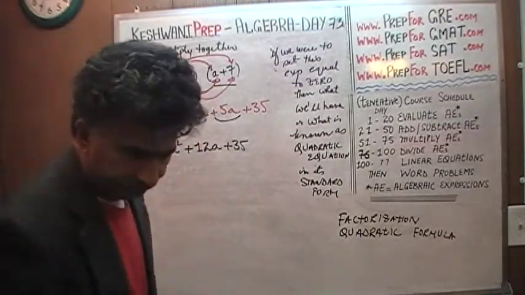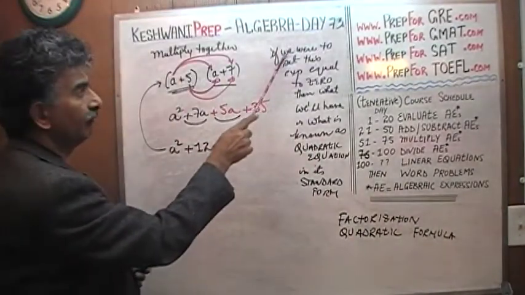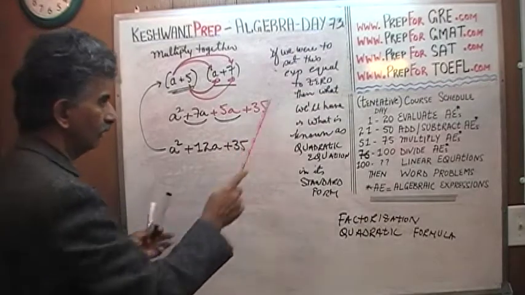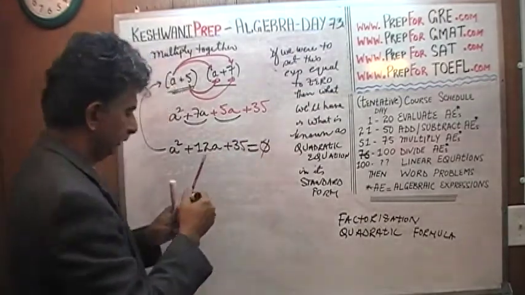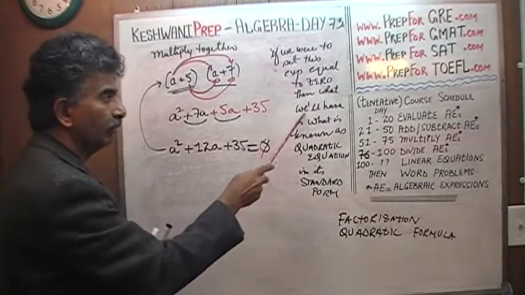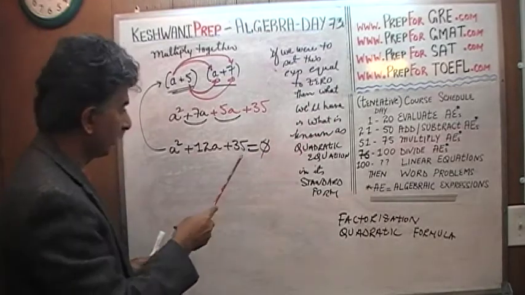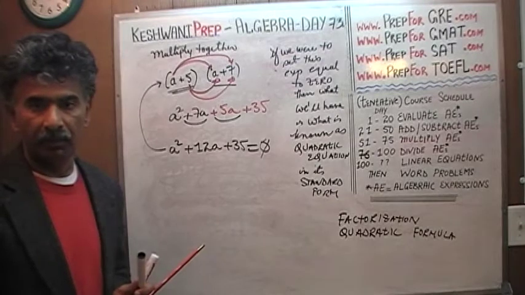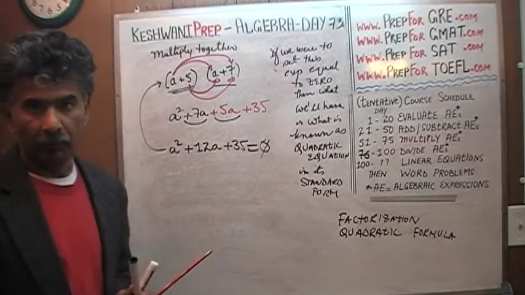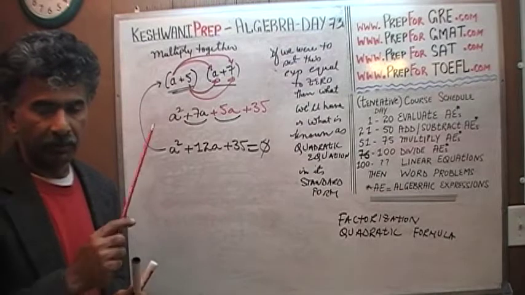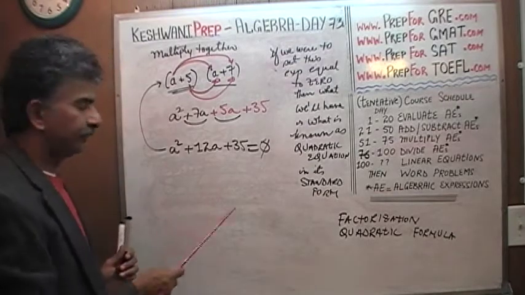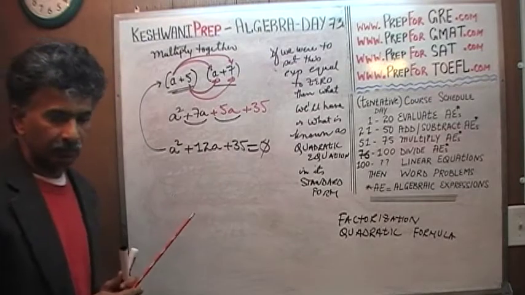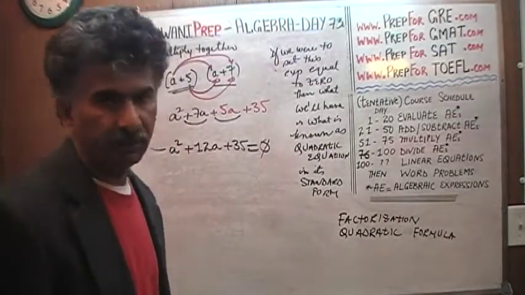Now, if we were to set this expression equal to 0, then what arises is what is known as a quadratic equation. This is known as a quadratic equation in its standard form. And if you do not know what I just meant by standard form, which means you haven't watched day number 71 and 72, go ahead and go back and watch those videos, 71 and 72, and you will learn this. We will not do anything with this quadratic equation right now, because it's too early in the game to deal with them. But that's what it is.